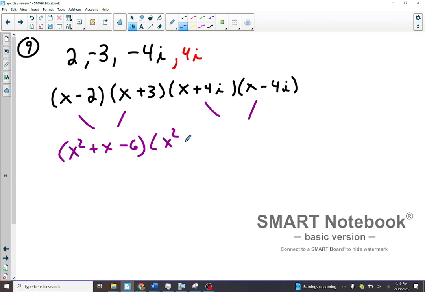x squared plus x minus 6, and x squared plus 16. How'd you get x squared plus x minus 6? You foiled that? Yes, I foiled that and condensed it. So I did that in one move, though.